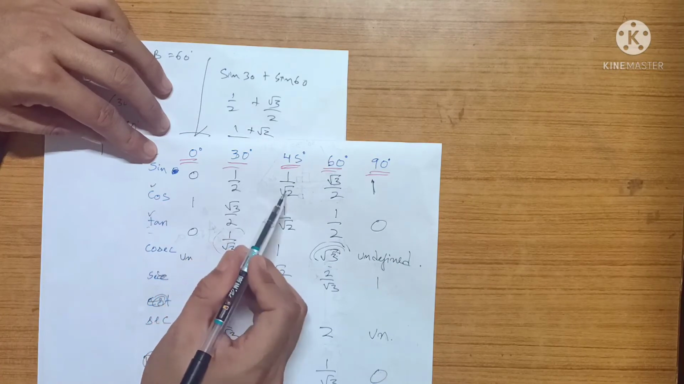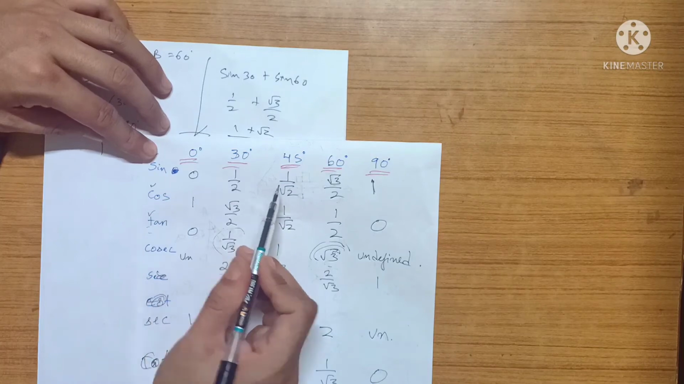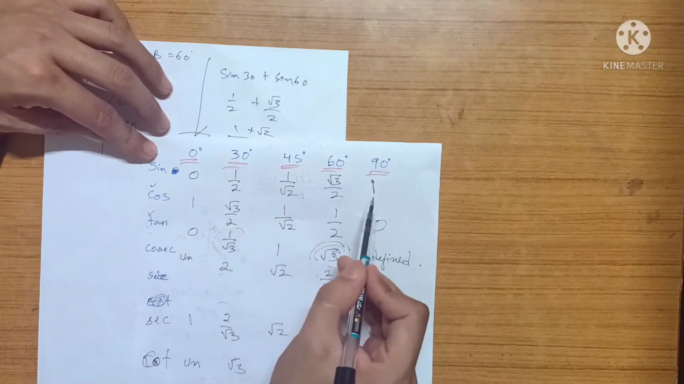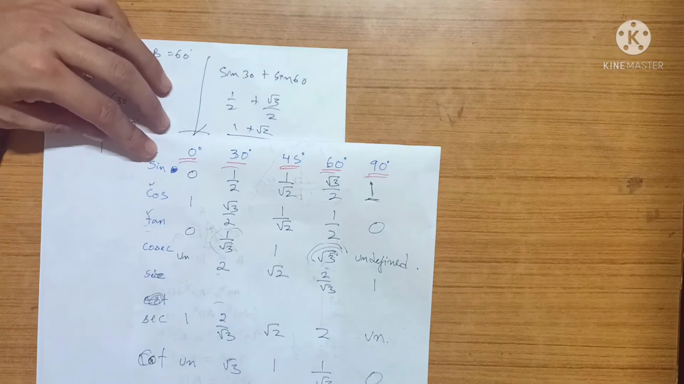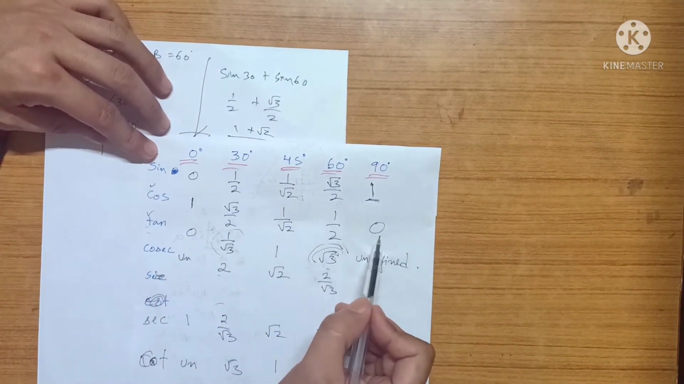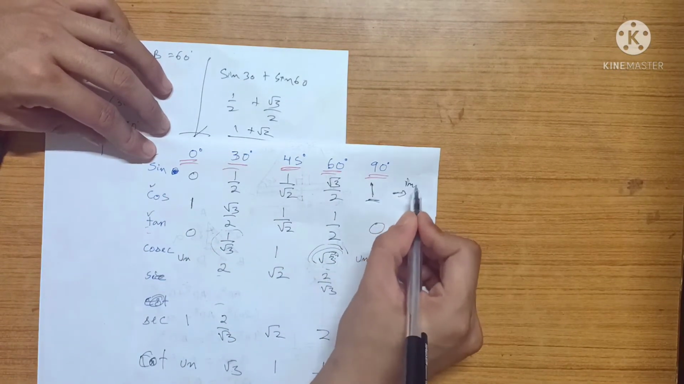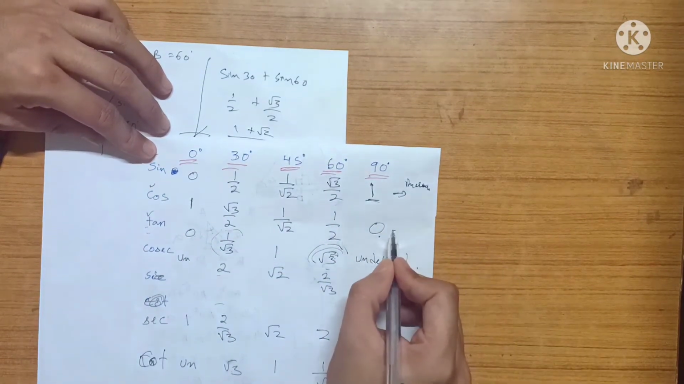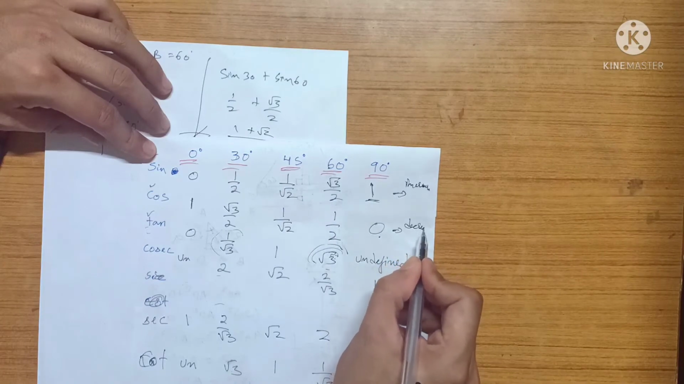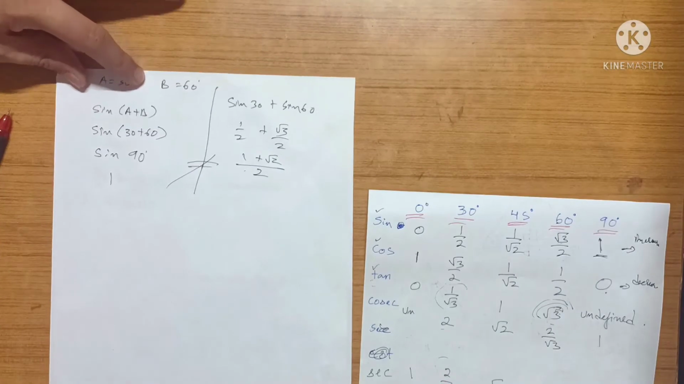And then now this is root 2. It goes on increasing until it gets to 1, and the cos theta value decreases from 1 to 0. So sine, as it goes on, increases. Cos, as it goes on, decreases. You have to understand that, okay? And it's only true for sine and cos.